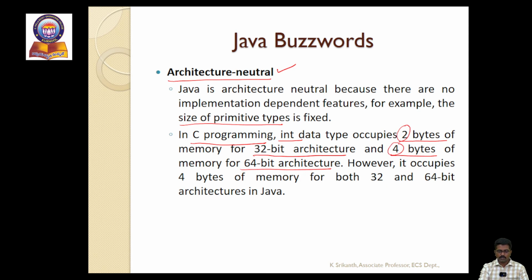This is overcome in Java language. In Java, for integer, it is a fixed size, that is 4 bytes of memory for any type of architecture, maybe 32-bit or 64-bit. Due to this, there is no confusion for the programmer about the memory allocation for primitive data types. It is fixed in Java, whereas in C programming it differs based on the architecture of the system.